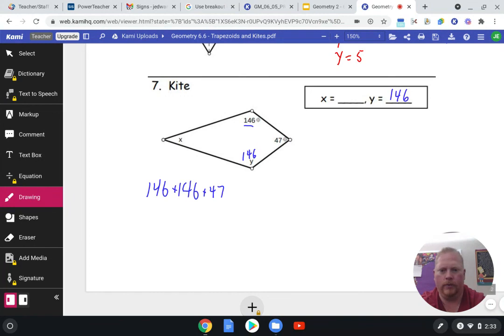We're looking at what? 341, I think. So then I'll say 341 plus x equals 360. Subtract the 341, and boom, I get x equals 19.